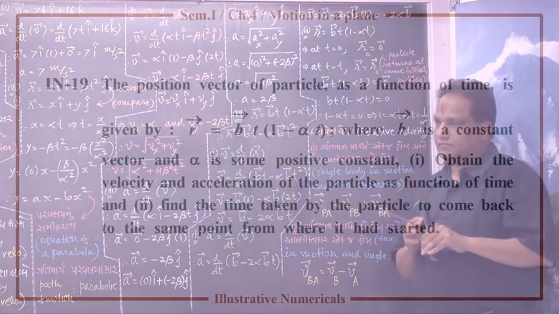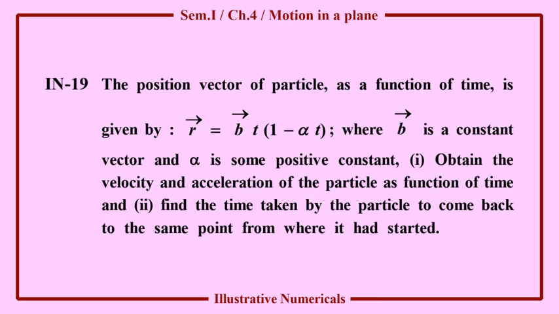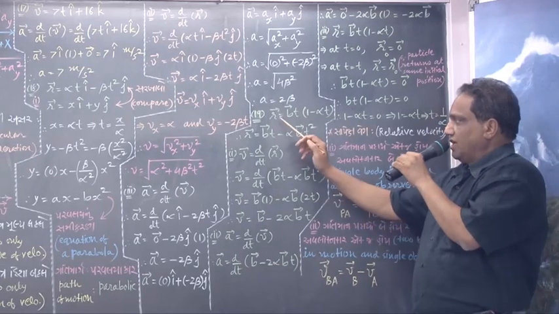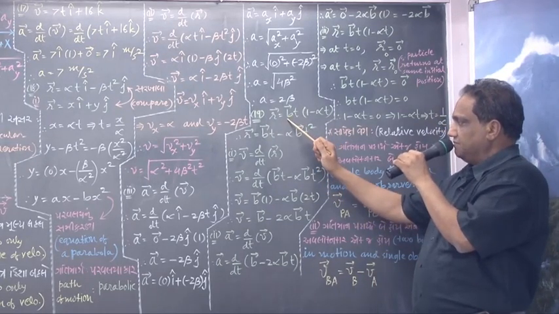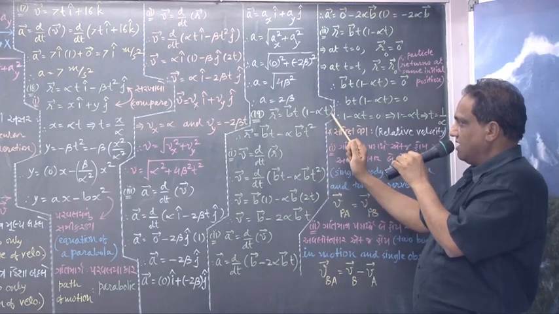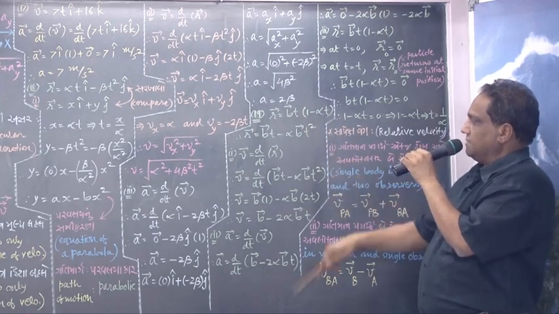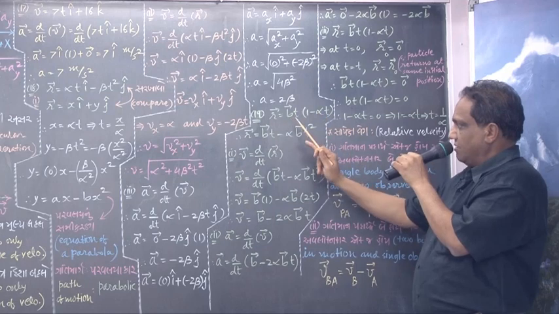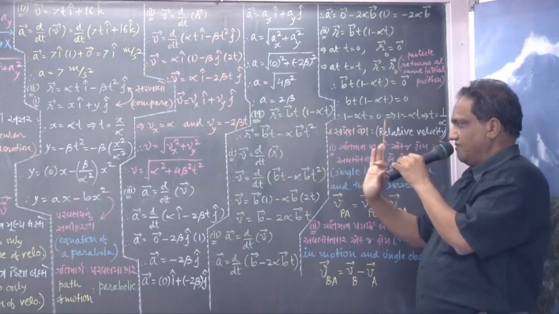Read number 19 now. Look, the formula for vector r they have given is vector B into t into 1 minus alpha t. Just multiply inside: vector B into t into 1 is vector B t, minus alpha vector B into t into t, which is t square.